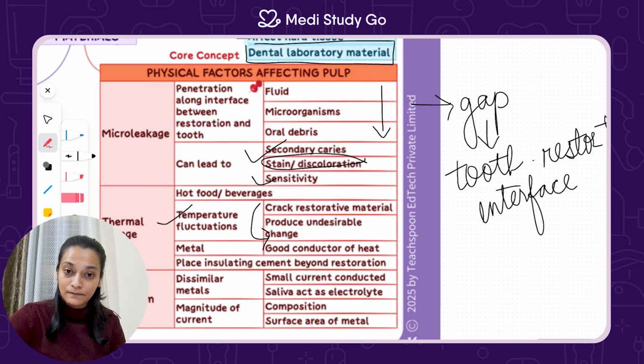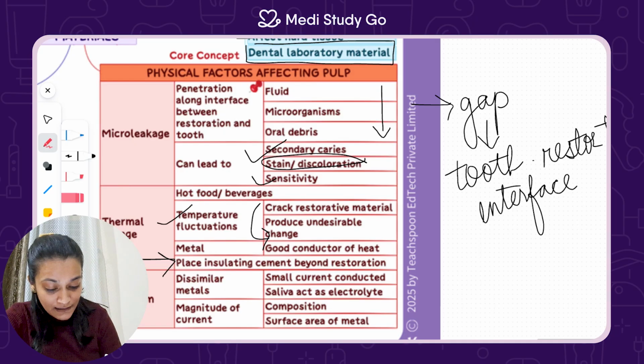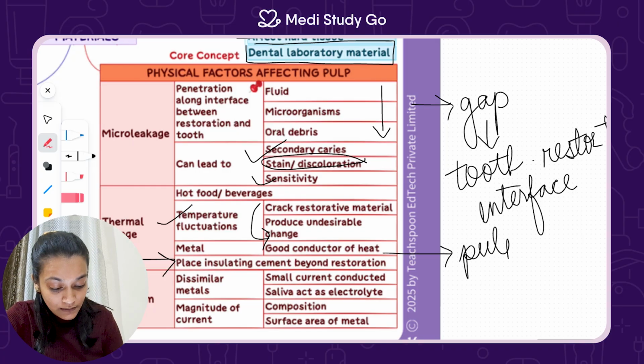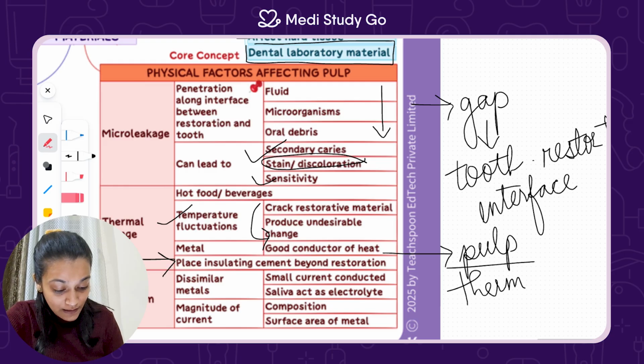Talking about metal. Metal is a very good conductor of heat, and thus it becomes very essential that we place the base. The purpose of base is basically to protect pulp from thermal fluctuations. So it's actually going to act like an insulator.